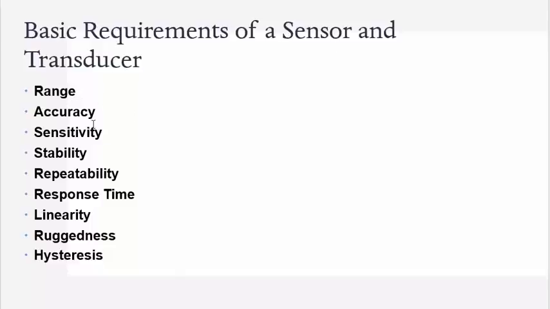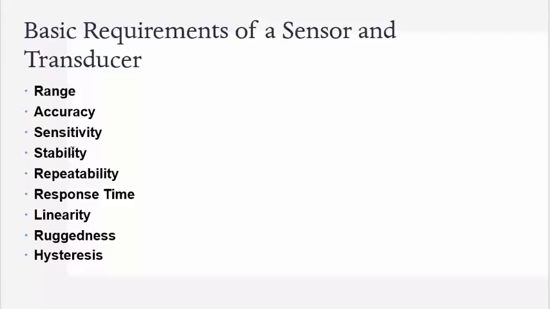Another requirement of a sensor and transducer is the accuracy. Now we're talking about the degree of exactness between the actual measurement and the true value. Actually, accuracy is expressed as a percentage of full range output. And then we have the sensitivity. Sensitivity is a relationship between the input physical signal and the output electrical signal, and it is the ratio of the change in the output of the sensor to a unit change in the input value that causes the change in the output. So that's basically the sensitivity.